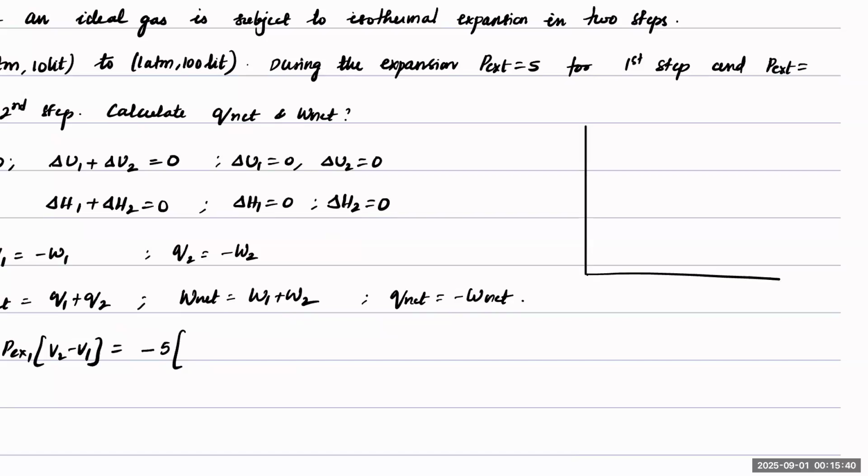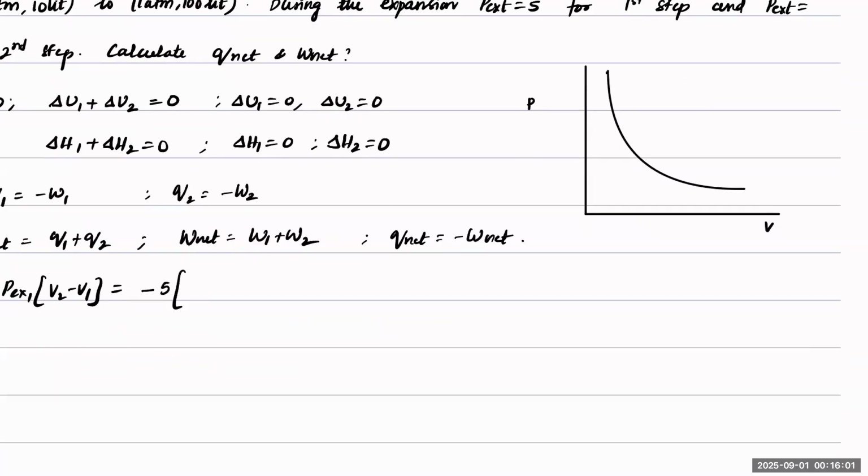So if this is a pressure versus volume graph, from here to here it is going like this, right? No, the curve is, yeah. Now, see, so I can say there is a curve which is going like this, right?